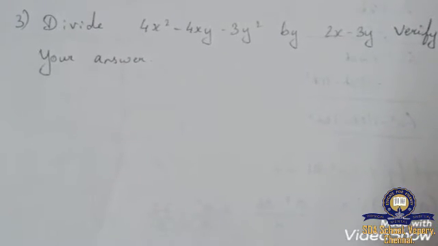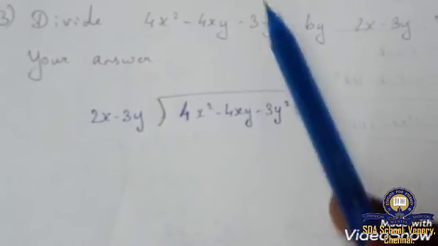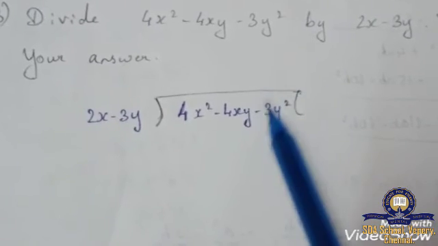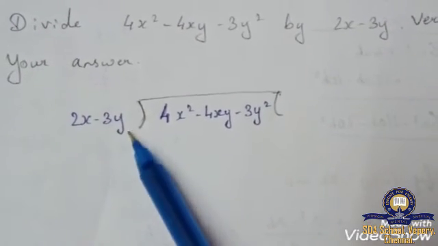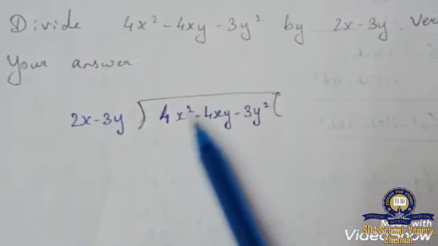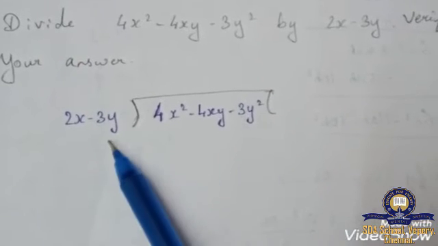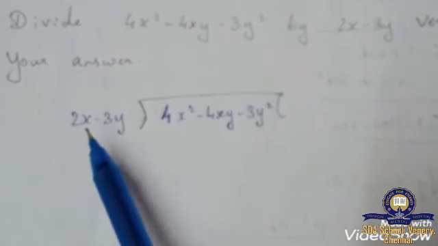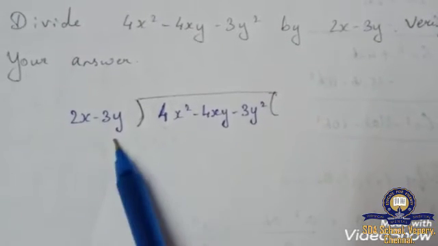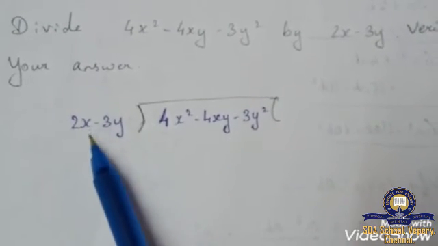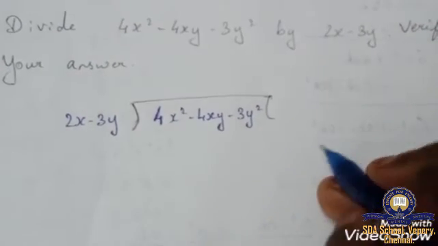So now we are going to do the division. According to this question, first we take this trinomial here and the binomial here. Which term is greater? This one only. So we write this term inside and this term outside. Now we are going to divide. We want to get 4x square. What do we multiply with 2x to get 4x square? 2x.